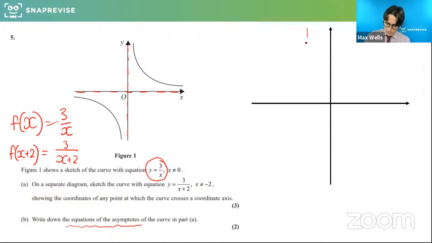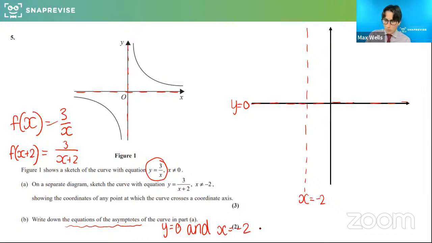So it's now got an asymptote where x is minus 2. So this is the line x equals minus 2. It still has an asymptote at y equals 0, or the x-axis, because I haven't moved it up or down. So that's fine. The asymptotes are y equals 0 and x equals minus 2. But what we've got going on is that whole shape has shifted to the left. So we have it moved over like this.